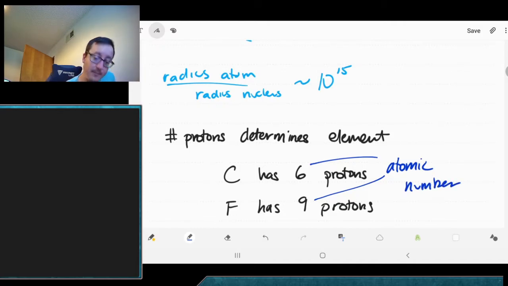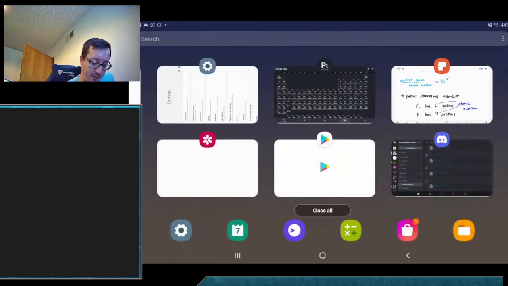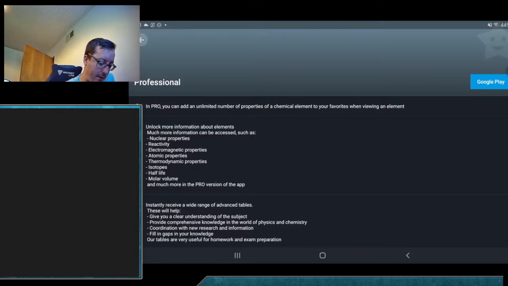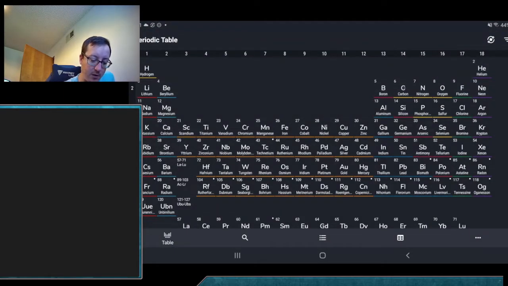And how are we going to know these? Don't ever memorize things like that, by the way. But, oh no, I do not want to update. Okay, or upgrade rather. I will use the free version. We see here carbon has this number 6 on it. Fluorine has the number 9 on it. That's where I got those numbers from.